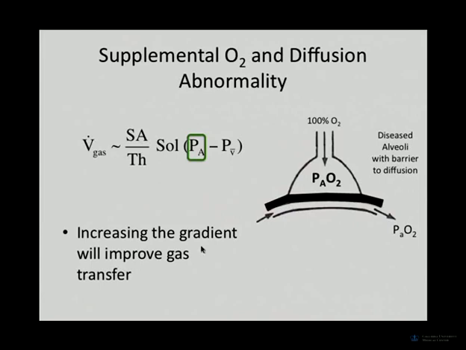Okay? So does it improve it in a diffusion? Absolutely. So here's the movement of this gas. It's affected by this gradient. We're going to improve oxygen and improve this gradient. Oxygen improves the hypoxemia of diffusion.